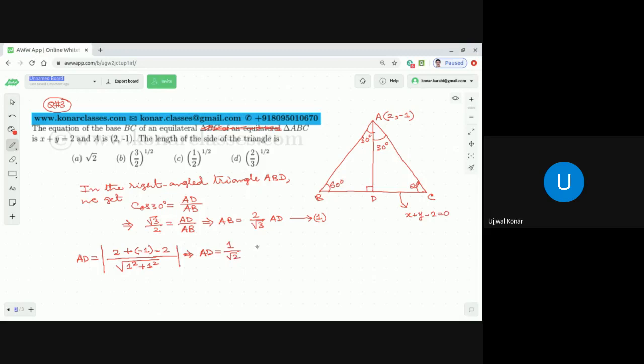Now that value of 1 by root 2 we can apply in this equation. So what is AB? AB is equal to 2 by root 3 into 1 by root 2. That is equal to root 2 by root 3. Root 2 by root 3 means what, dear students? That means 2 by 3 power 1 by 2. And eventually we get the correct option as option D. Correct, no? Any doubt, please do let me know.